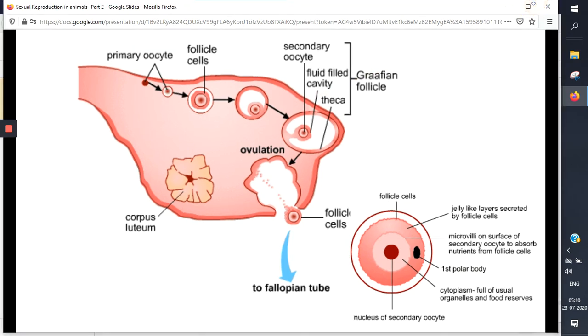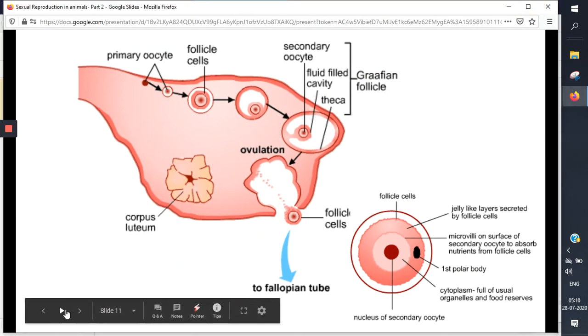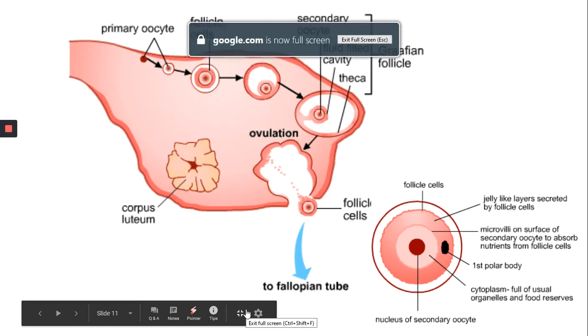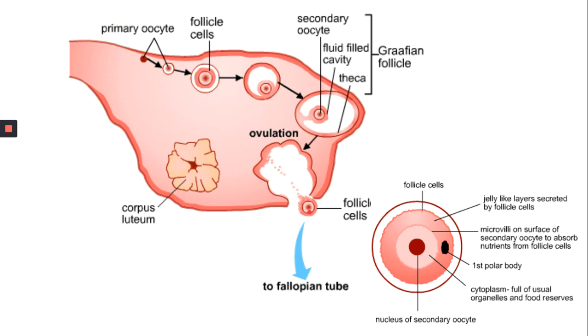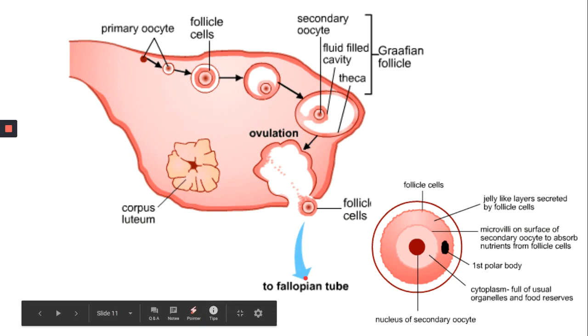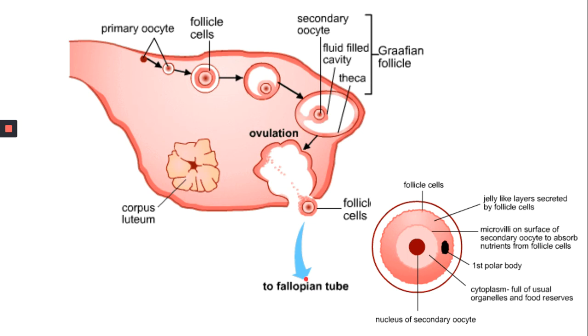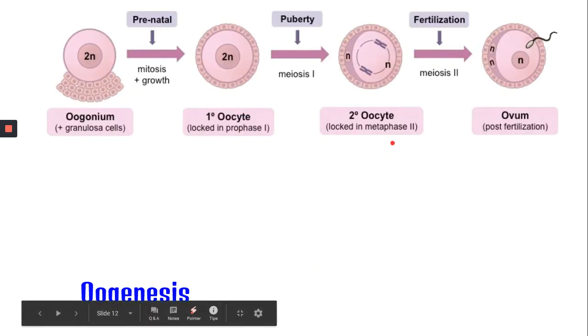So let's take a look once again over here. You're seeing the secondary oocyte being released. This is just after meiosis 1. As soon as meiosis 1 completes, the secondary oocyte prepares for meiosis 2. But something happens over here. Once it enters the fallopian tube, it will not complete its meiosis 2 and halts at metaphase 2 until it meets a sperm cell. Okay. So here you can see it has halted at the secondary oocyte.